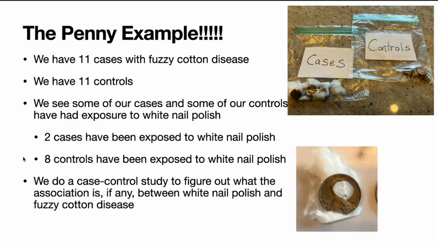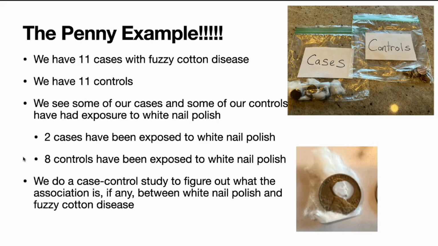Interesting. So let's take a look at one more example. This is my little example with pennies. I had these pennies and I divided them into a case group and a control group. Each group has 11 pennies in them. I noticed there was this epidemic of fuzzy cotton disease, so that defined my cases. If they have this fuzzy cotton disease, they go into the case group. If they don't have fuzzy cotton disease, they go into the control group.